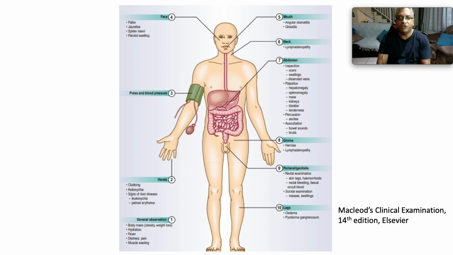When you get to the face, you're looking for pallor and jaundice and spider angiomata and parotid enlargement, which speaks to alcoholic disease, right? In the mouth, you look for angular stomatitis and glossitis. In the neck, for lymphadenopathy, right? Abdomen, we're going to go through this, right?